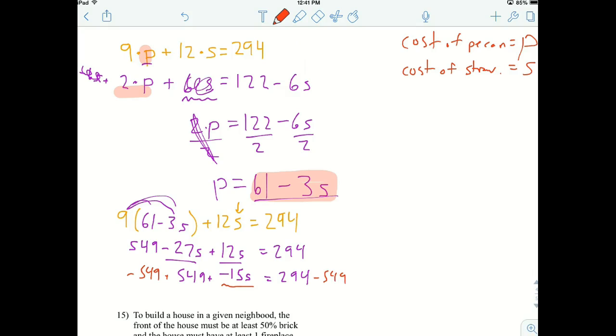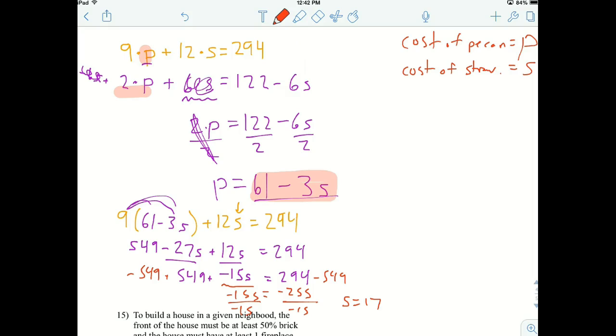And when we take the 294 minus the 549, or plus a negative 549, we get a negative 255 over here, equal to negative 15s. Last step is we need to divide both sides by negative 15 to get the s alone. And when we divide by negative 15 in our calculators, we get s is equal to 17. So s is equal to 17.